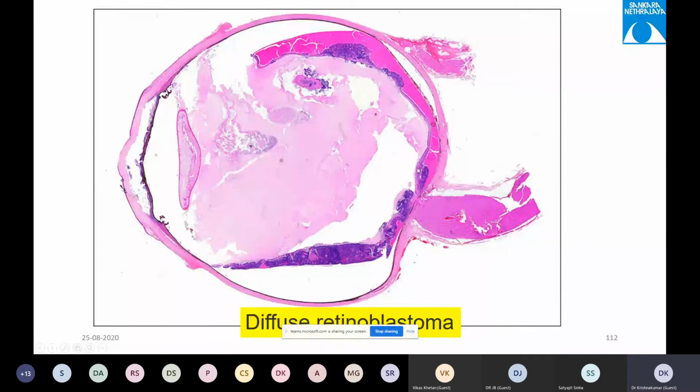You find this is intraretinal retinoblastoma. In fact, in the first case, I was not able to see retinoblastoma. Then Vikas Khetan came and told me this is intraretinal retinoblastoma. So this is very deceptive and can mimic masquerade syndrome. And this is higher magnification.